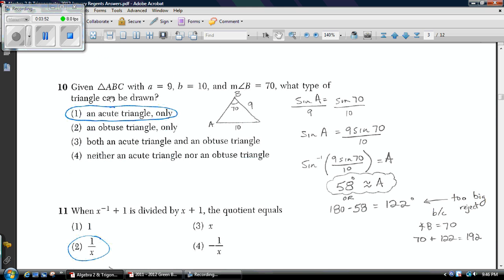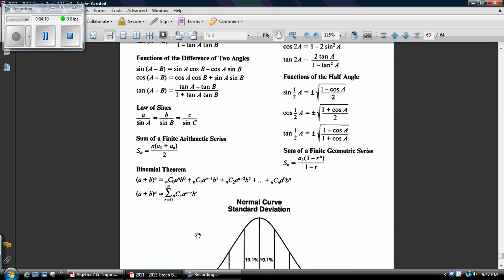Given this triangle, what type of triangle can be drawn? This is a law of sines problem. First, sketch a diagram, okay? Right? So, you know how much angle B is inside B. You know how much A is. Angle A, you'll figure out using law of sines. If you forgot law of sines, it's on your reference table, right?